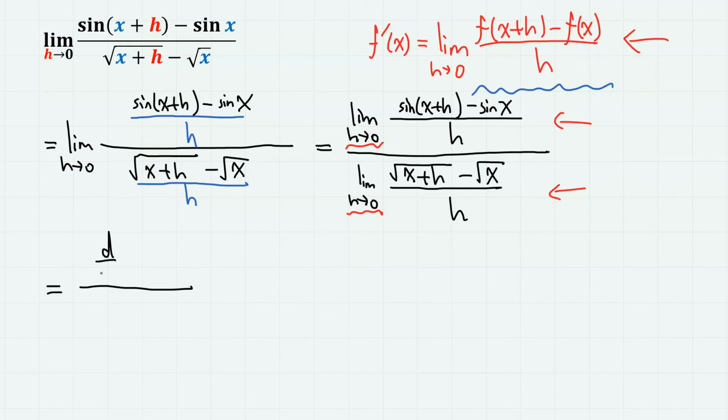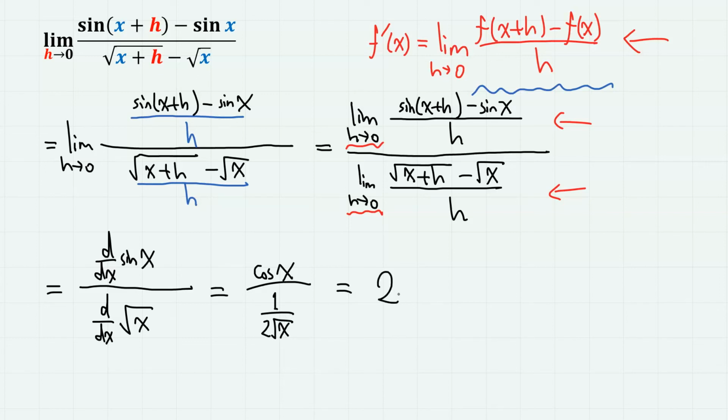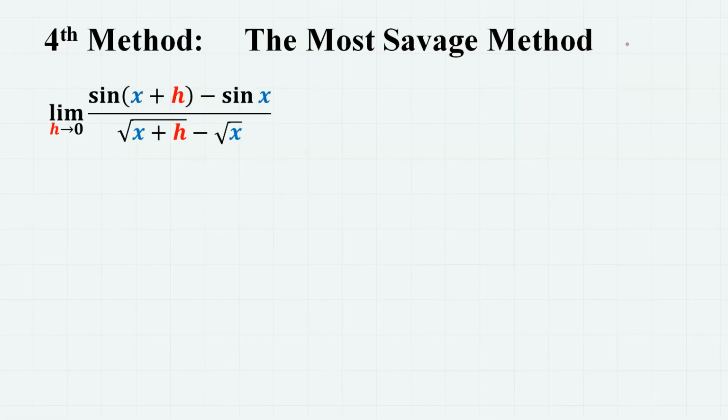So the numerator is the derivative of sine x, and the denominator is the derivative of square root of x. The derivative of sine x is cosine x, and the derivative of square root of x is 1 over 2 times the square root of x. So we have 2 square root of x cosine x, which is exactly the answer we've obtained in the previous two methods. Alright, now the last method, and this one easily earns the title, the most savage method.